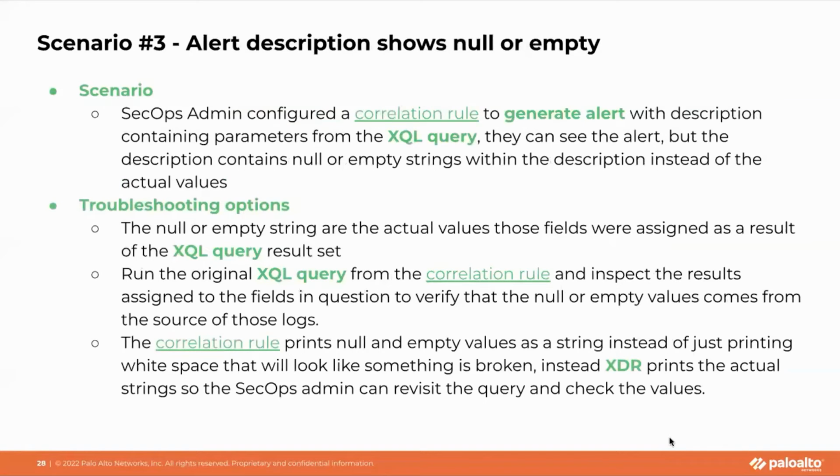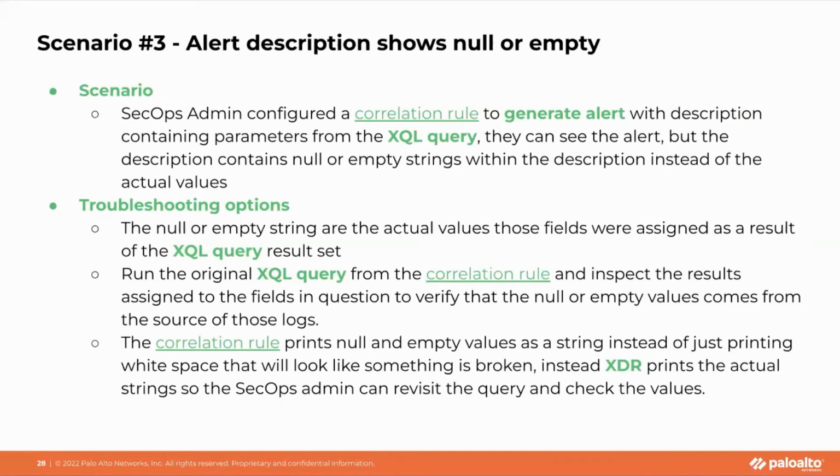In our third scenario, the alert description shows null or empty. In this scenario, a SecOps admin configured a correlation rule to generate an alert with the description containing parameters from the SQL query. They can see the alert, but the description contains null or empty strings within the description instead of the actual values. Our troubleshooting options here: the null or empty strings are actual values.